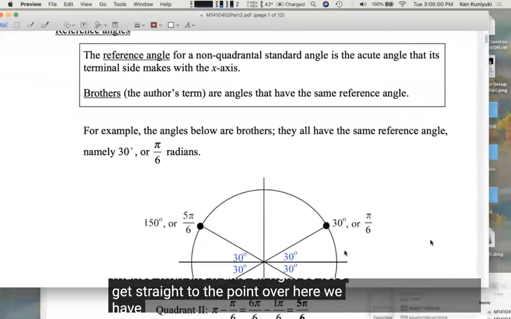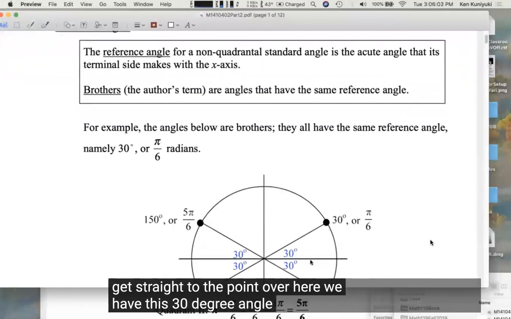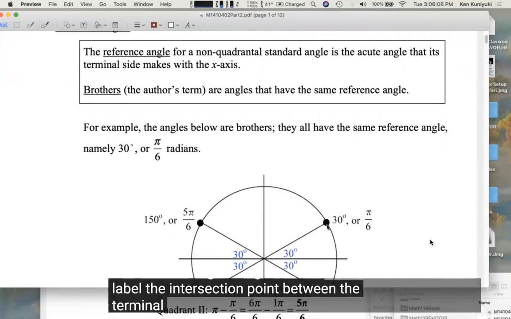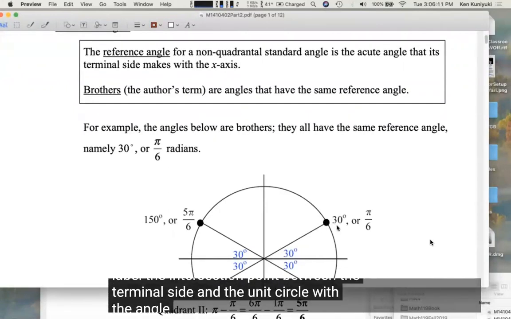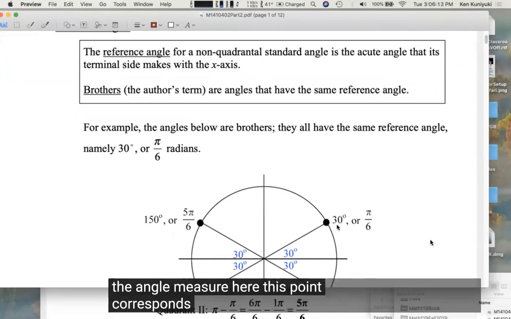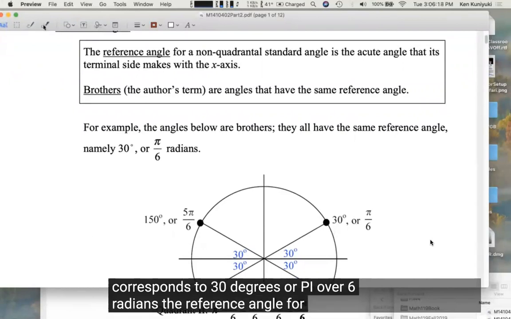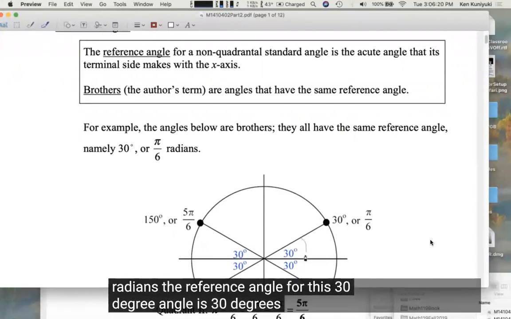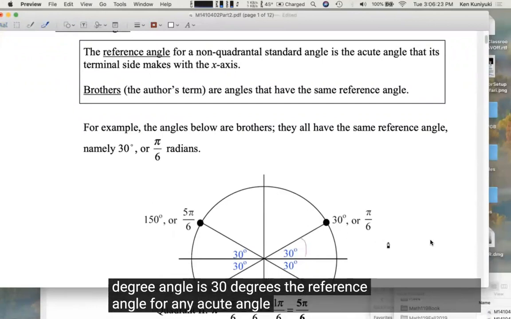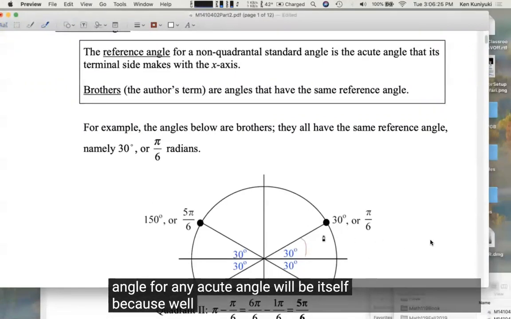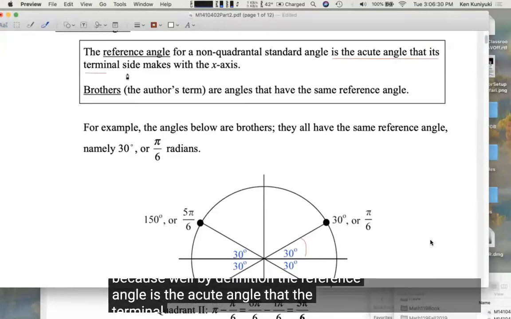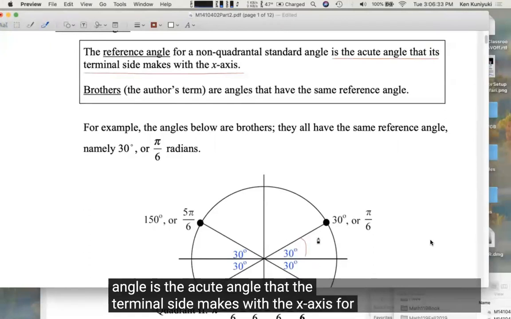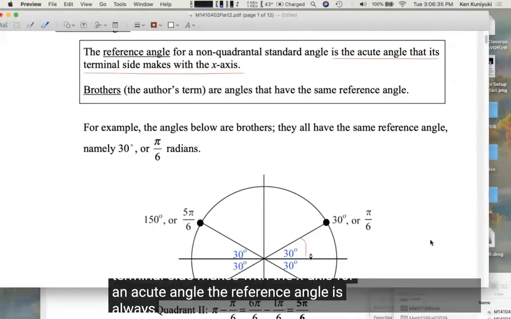Over here, we have this 30-degree angle. I like to label the intersection point between the terminal side and the unit circle with the angle measure. Here, this point corresponds to 30 degrees or pi over 6 radians. The reference angle for this 30-degree angle is 30 degrees. The reference angle for any acute angle will be itself, because by definition, the reference angle is the acute angle that the terminal side makes with the x-axis.